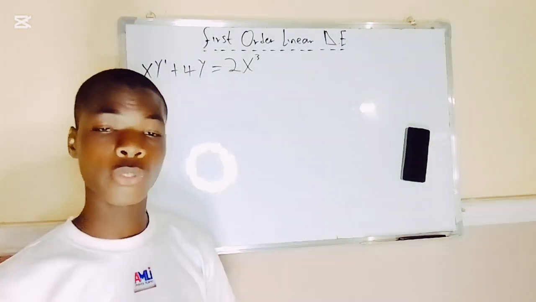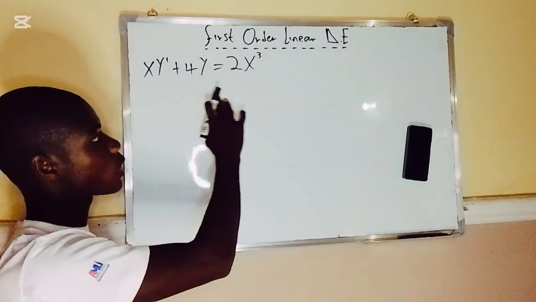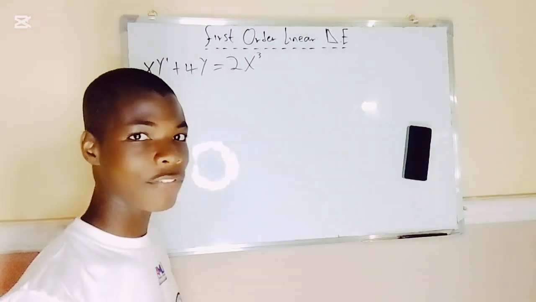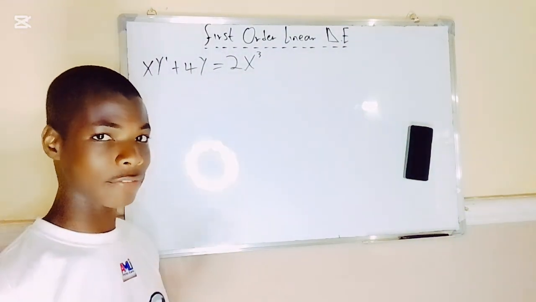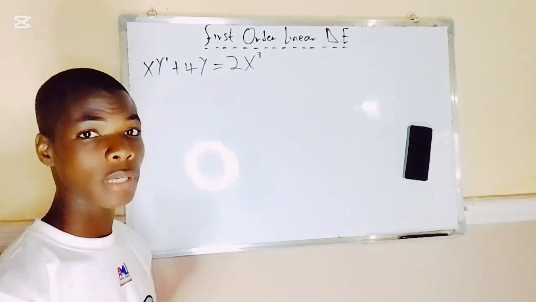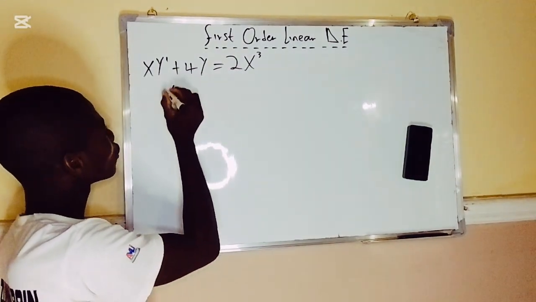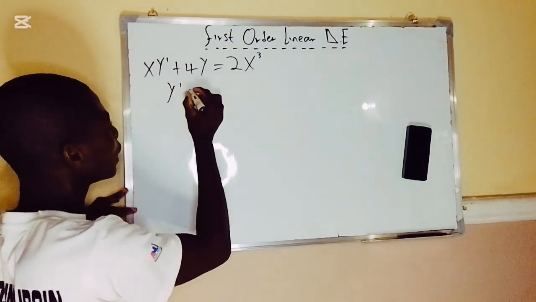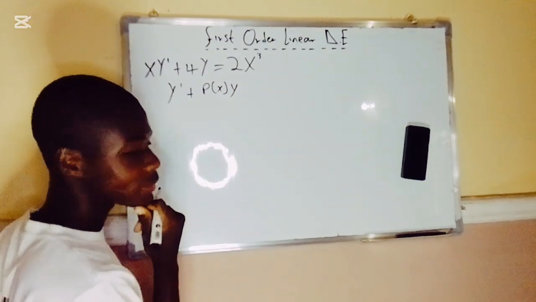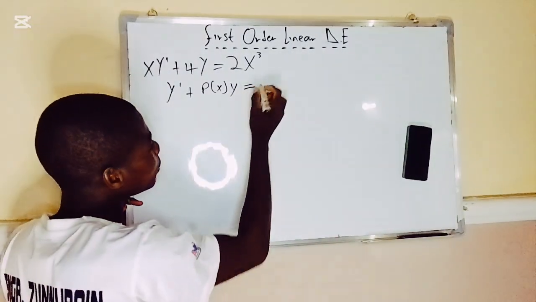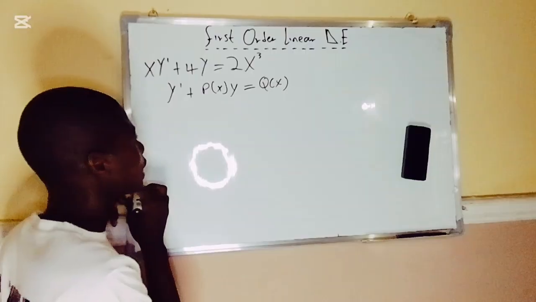The first thing you are going to do is put it in standard form. So first I am given this question, and I have to put it in standard form. Before that, I have to use three steps in order to solve this kind of problem. Suppose I have y prime plus p of x times y equals q of x.